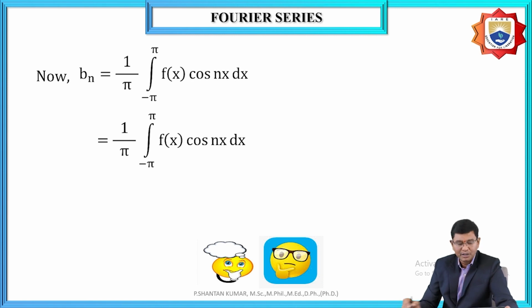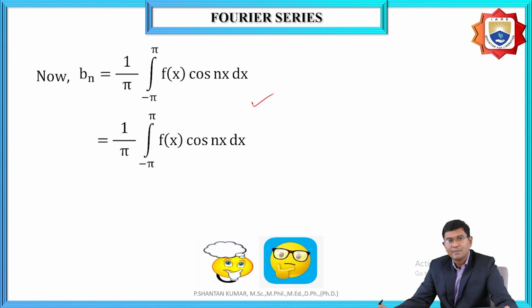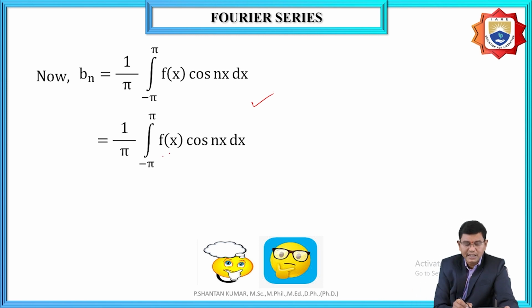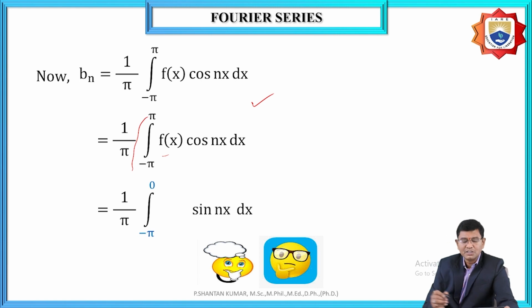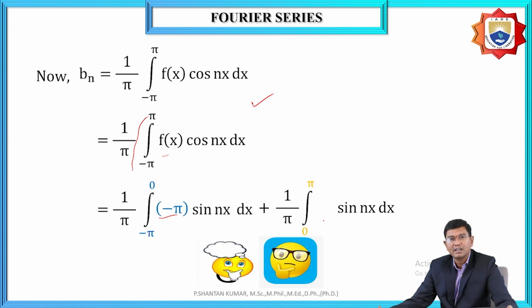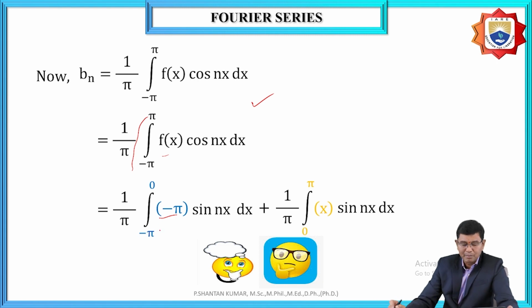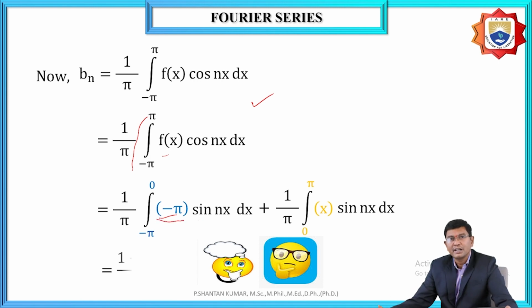And similarly, we need to find finally the bn value. That bn is nothing but 1 by pi integration minus pi to pi f of x into sin nx dx. And here also the function is split into two parts, minus pi to 0 and 0 to pi. From minus pi to 0 the function is minus pi, and from 0 to pi the function is x. Here also using integration by parts, take minus pi out common. The rest of the thing, the integration of sin, is minus cos nx by n.